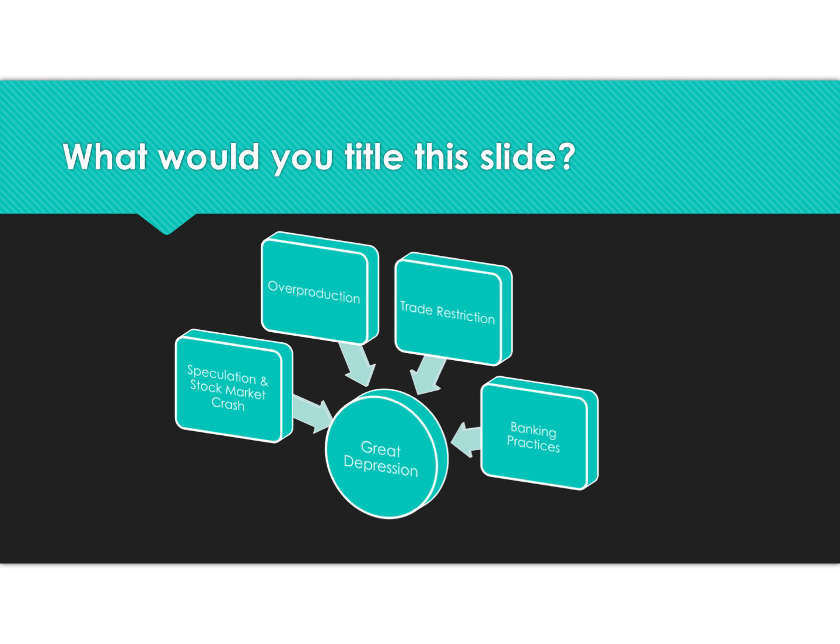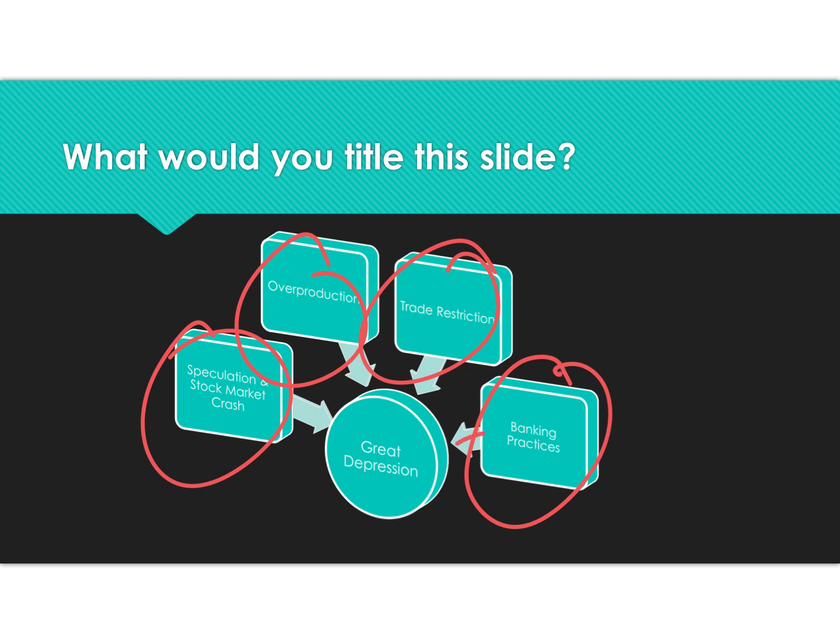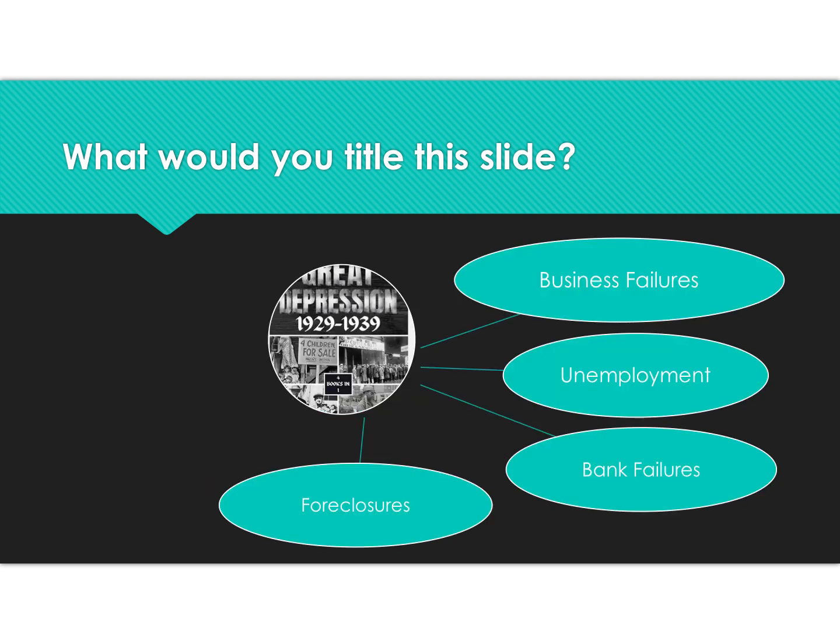I stopped to add these slides in here for my students to talk about. If you see these four things, speculation, overproduction, trade restriction, banking practices, and you see these arrows going to the Great Depression, what would you title a slide? Causes of the Great Depression, right? Compare that to this next one. You've got the Great Depression here, and you have a line to business failures, unemployment, bank failures, foreclosures on homes and farms. I would call that the effects of the Great Depression.